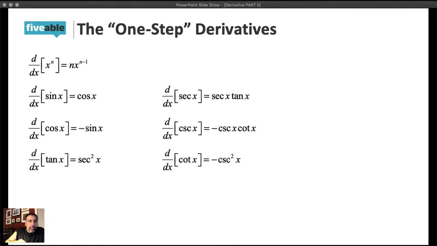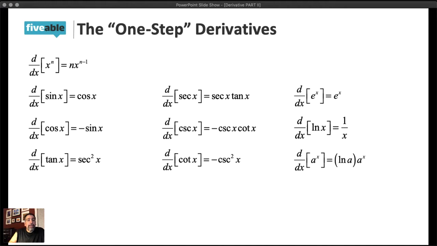The next 6 one-steps are the 6 trigonometric functions. And we talked about last time ways that students can learn these trigonometric functions and know them very quickly. If you didn't get a chance to see that, that's in the Fiveable library in the calculus section. You can go back and watch that, and we discuss some different ways that students can learn these derivatives and learn them fairly quickly. It's actually the next set of derivatives that we're going to be talking about this evening.